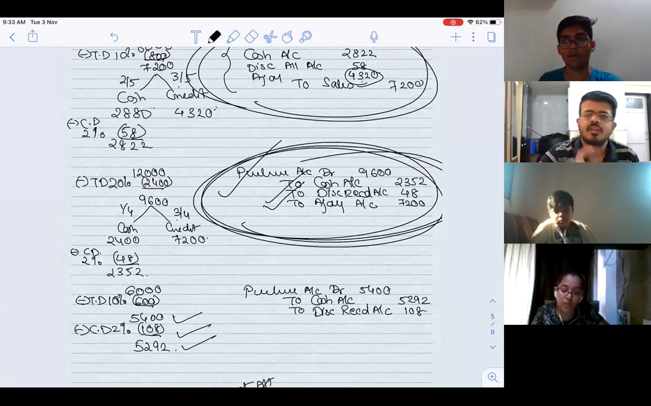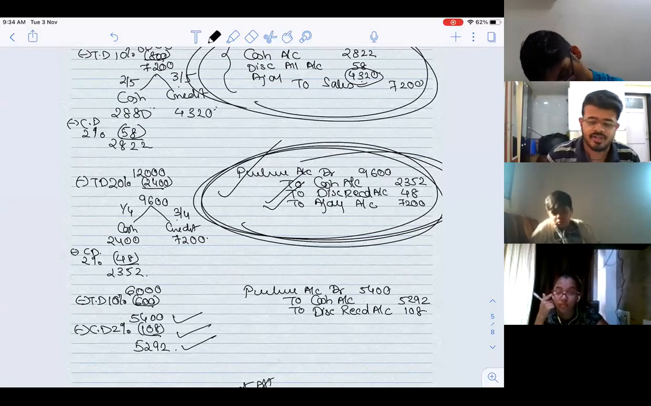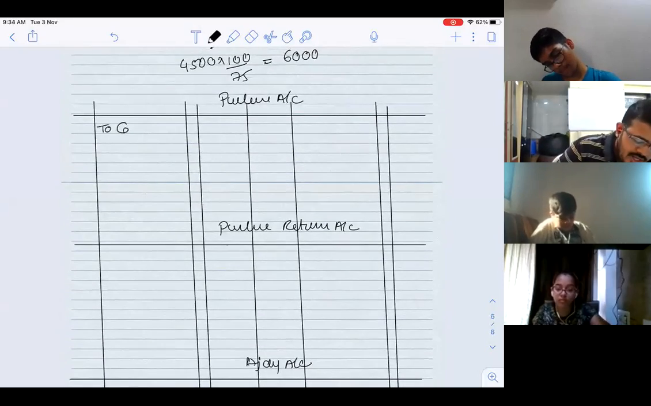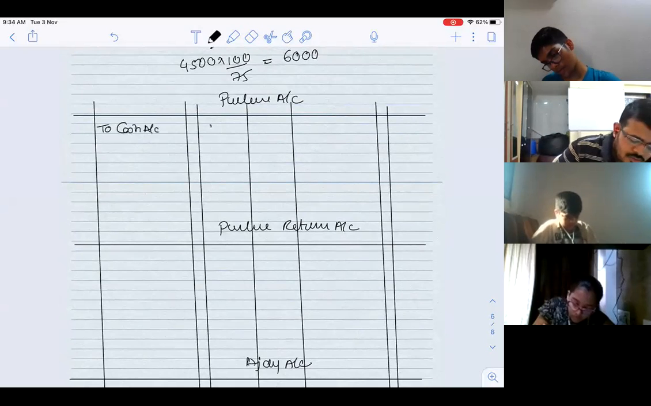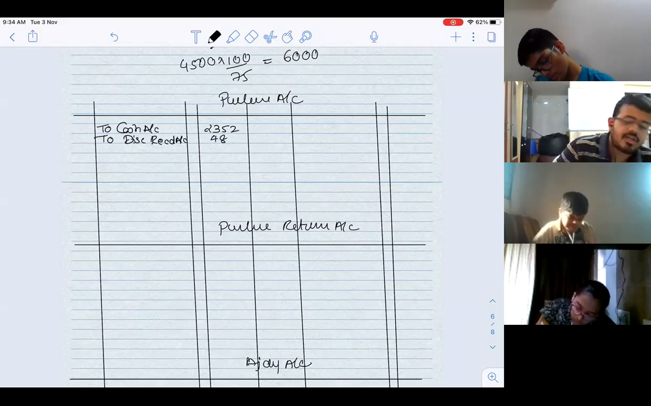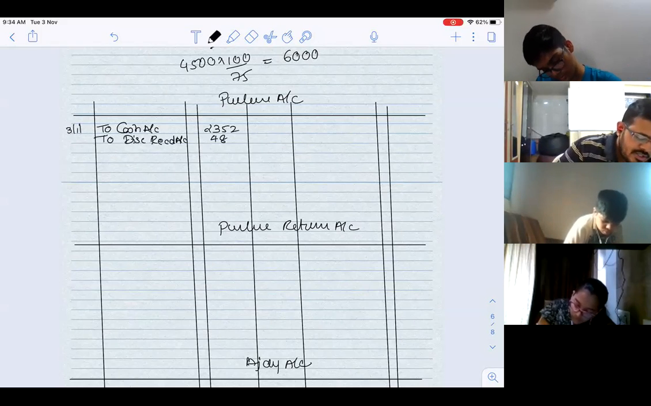That will come in totals. Got it? So purchase to cash 2352, purchase to discount 48. So post that. Purchase account में to cash 2352 and purchase में to discount received 48. Purchase में to cash 2352, purchase में to discount received 48. Date is 3rd Jan.